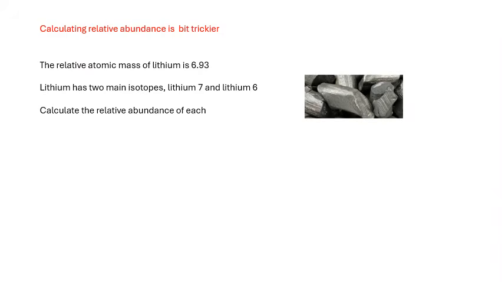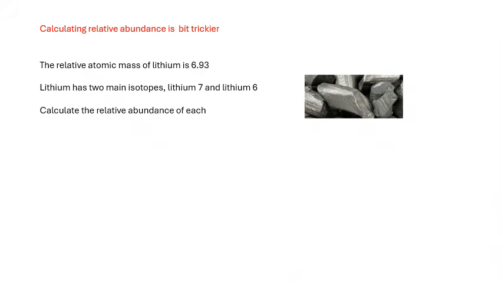Now, calculating relative abundance. This is a little bit trickier. We know how to calculate the relative atomic mass, but this is something else that you need to be able to do. So if we know the relative atomic mass, let's say of lithium is 6.93, and we know that it's got two isotopes, lithium-7 and lithium-6. This will be the information that you're given. Calculate the relative abundance of each of these isotopes.